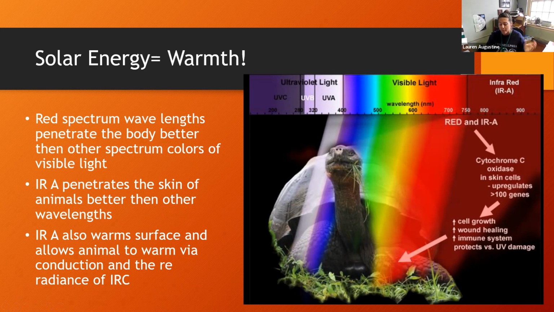But IRC is also an important part because, as you know, all animals that bask are sitting on a warm surface as well as exposing themselves. So they're being heated from the bottom and the top. That is an important component of how their bodies are absorbing heat and using it for their metabolisms.